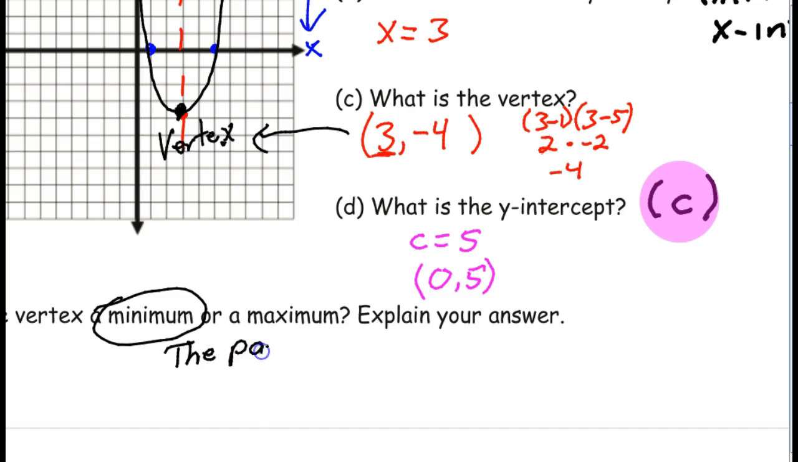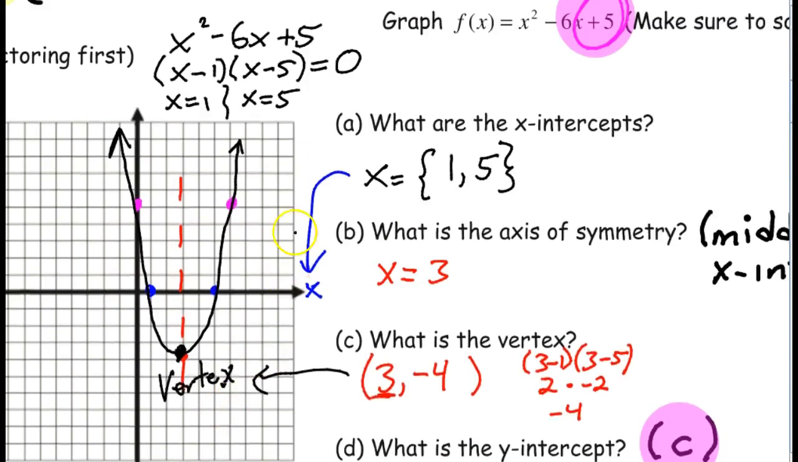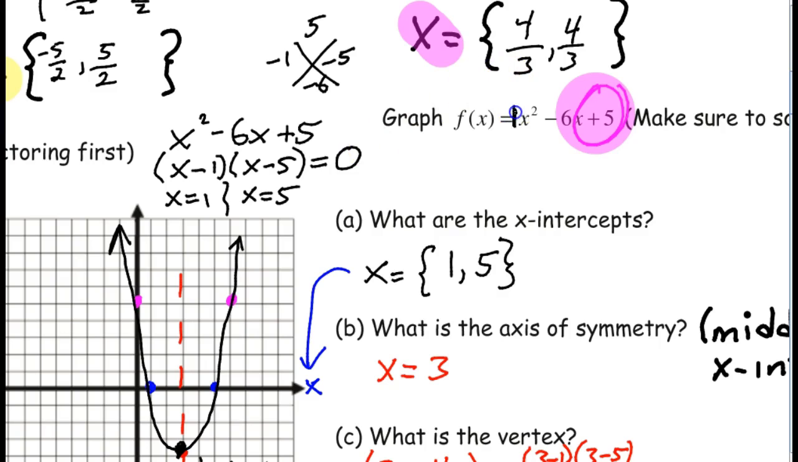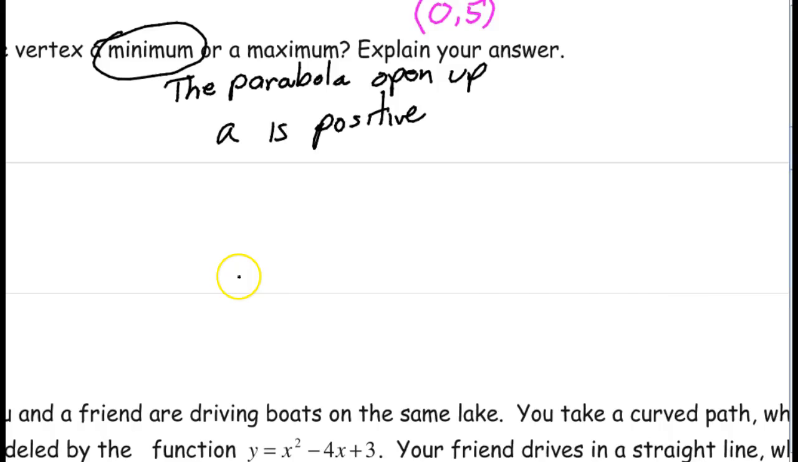The parabola opens up. Or you can say A is positive. So because A is positive, it opens up. And A would be equal to positive 1 here, because x squared is the same as 1x squared. Okay, so that's graphing a parabola.